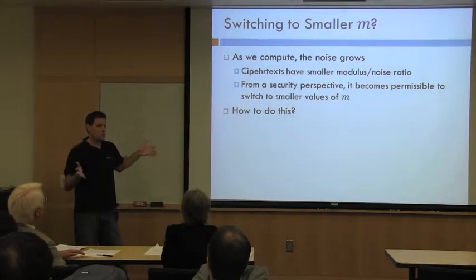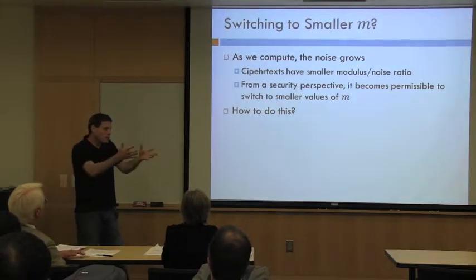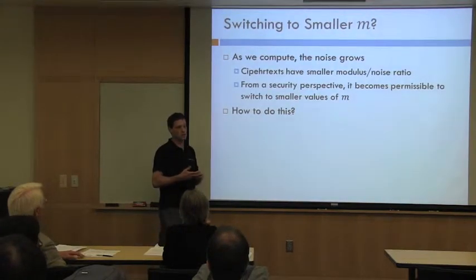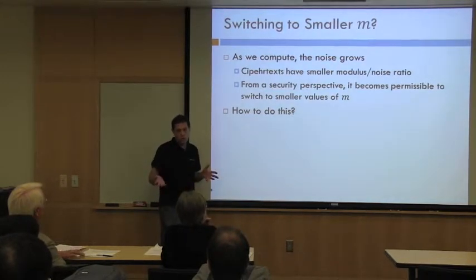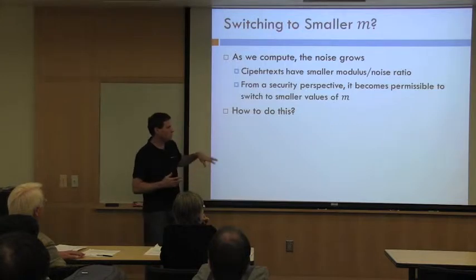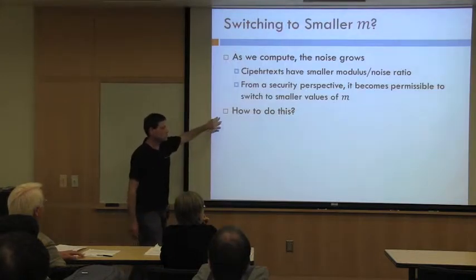Now that's true, but as we compute, the noise grows, and at some point we have a much noisier ciphertext, which means that the ratio between noise and modulus becomes smaller, which means that from a security perspective, it's now entirely permissible to switch to smaller dimensions. And the purpose of this talk is to explain how to do this.